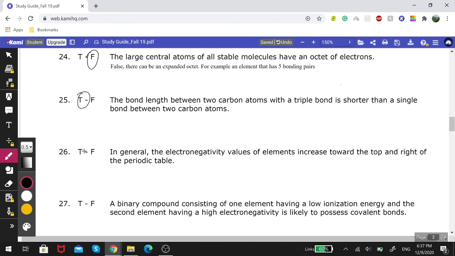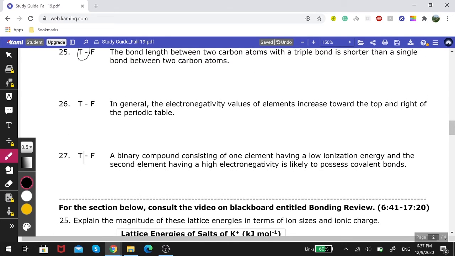Right, number 26. In general, electronegativity values of elements increase toward the top and right corner. This is also true because, as we learned, F, fluorine, has the highest electronegativity, and it decreases as it goes down and increases as it goes right, which is basically another way of reformatting what this says. F has the highest electronegativity value, and this matches it.